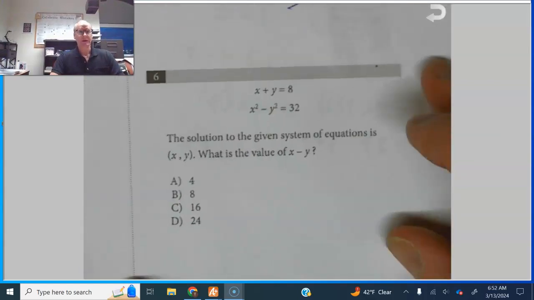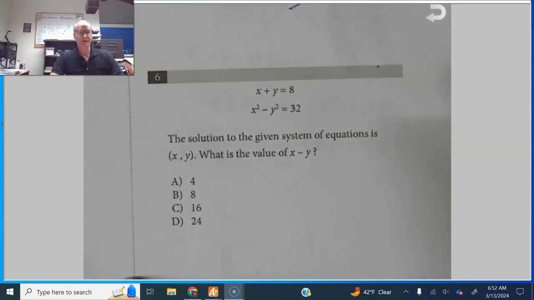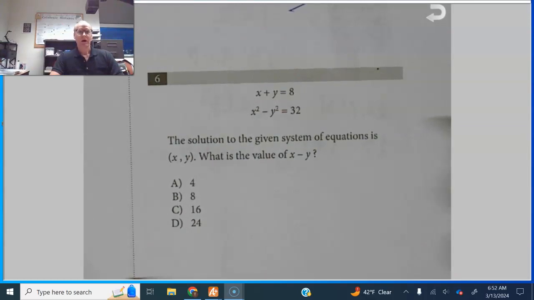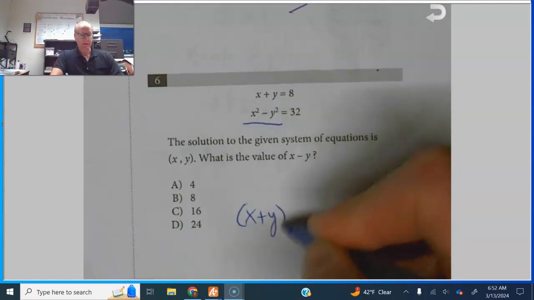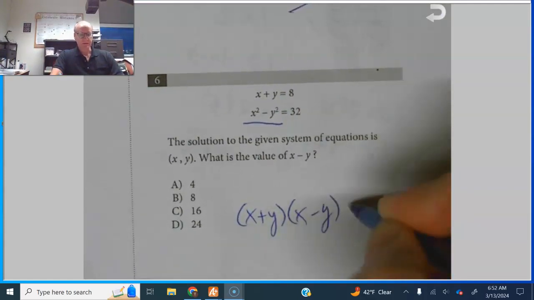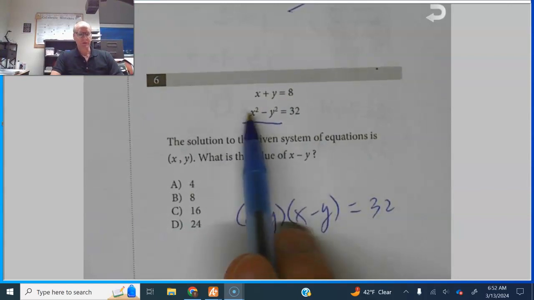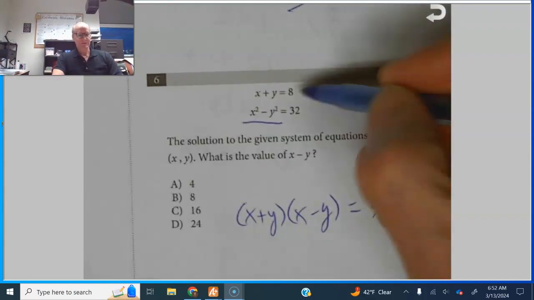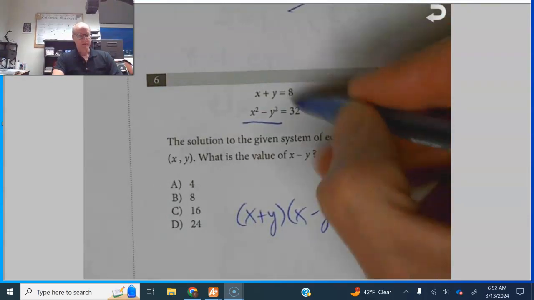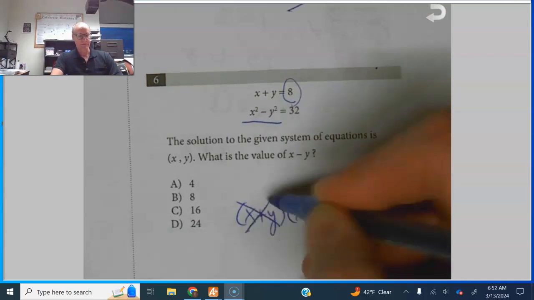And this one, we've got a system of equations in x, y. What is the value of x minus y? Hopefully you recognize this. This is x plus y times x minus y is equal to 32. This is a squared minus b squared, a plus b, a minus b. And watch this substitution. They love substituting for expressions instead of numbers. You see, x plus y is 8, so this is 8.